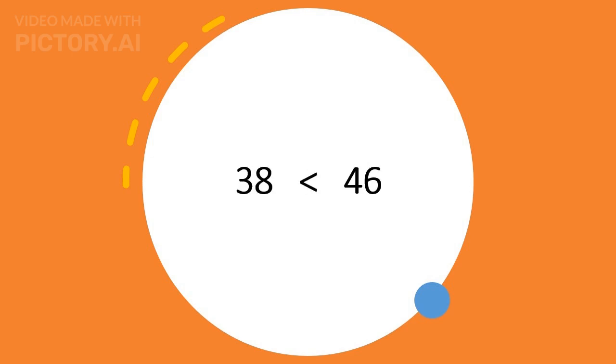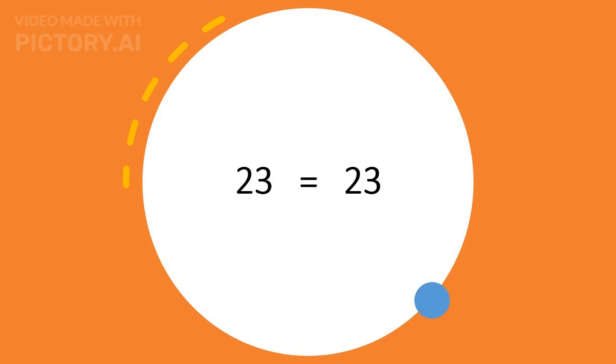The number on the left is smaller than the number on the right, and that is why an alligator is facing the opposite way. 38 is less than 46. The number on the left is smaller than the number on the right, and that is why an alligator is facing the opposite way. 52 is less than 73.